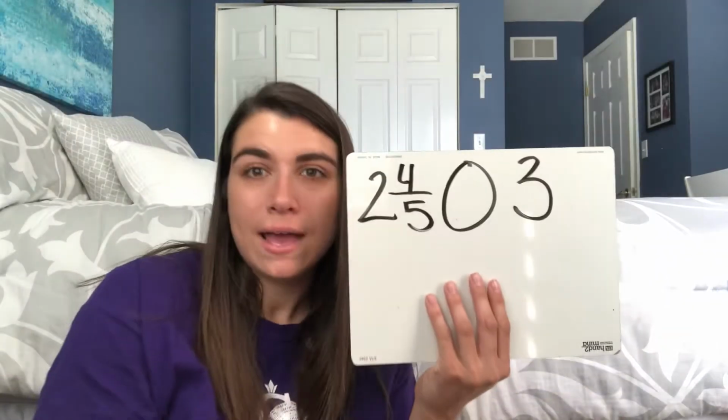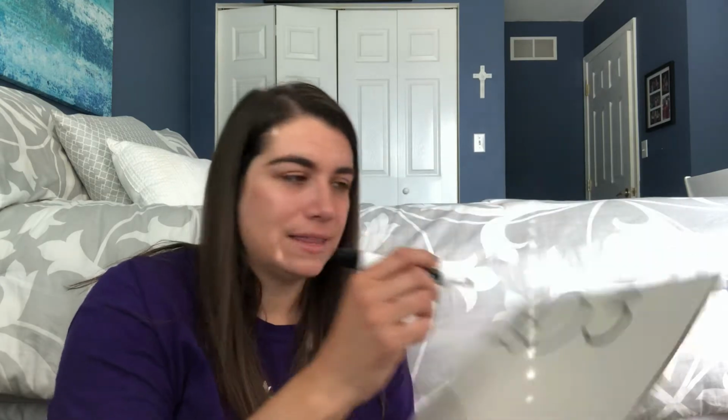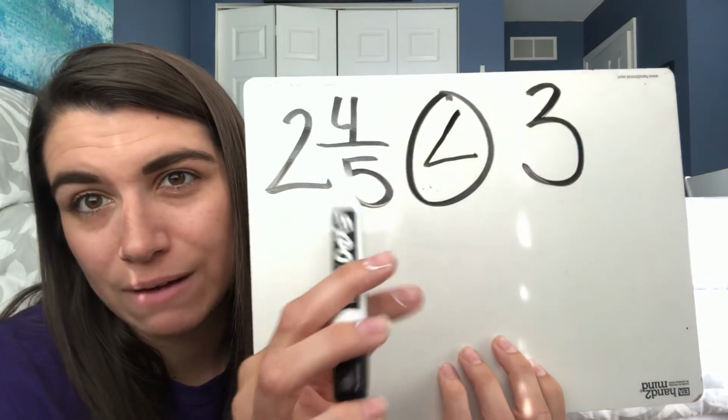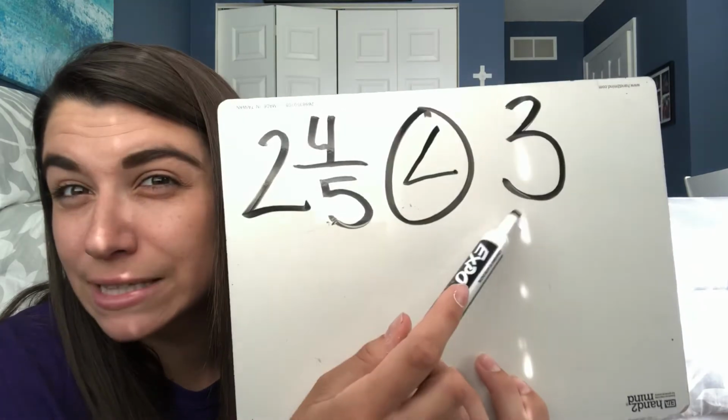All right, for this one, I know that 3 is bigger than 2, so I automatically know that the 3 is bigger than 2 4/5. This is really close to 3, right? Just one more fifth. That would be they would be the same, but this one's a little bit bigger.